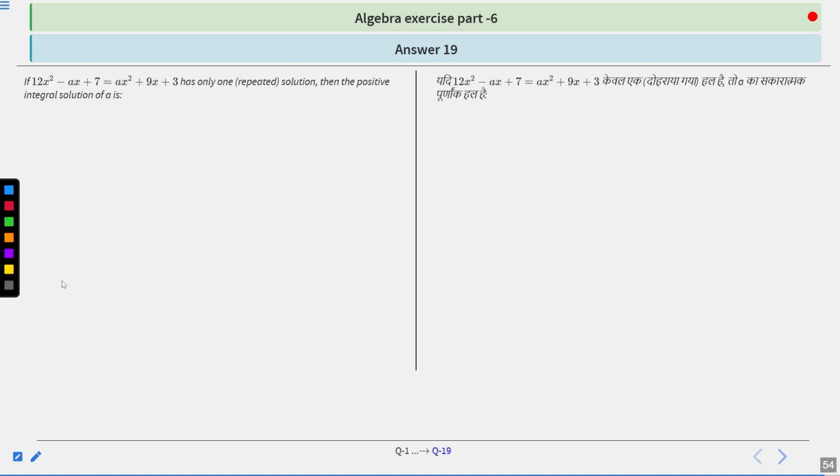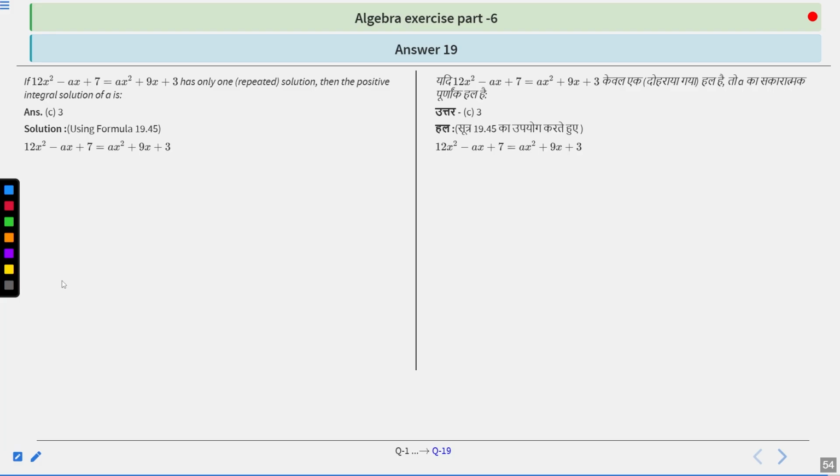So we were given the equation 12x square minus ax plus 7 equal to ax square plus 9x plus 3, and it was written that it has only one repeated solution. Then we have to find the positive integral solution of a. The answer to this question is option number C, 3. Now let us look at the solution of this question. We are going to use formula 19.45 to solve this question.